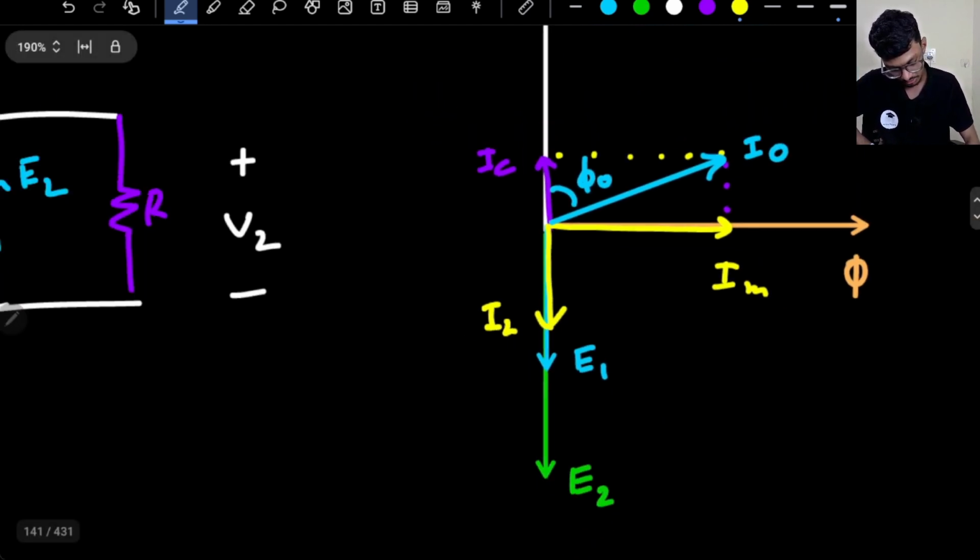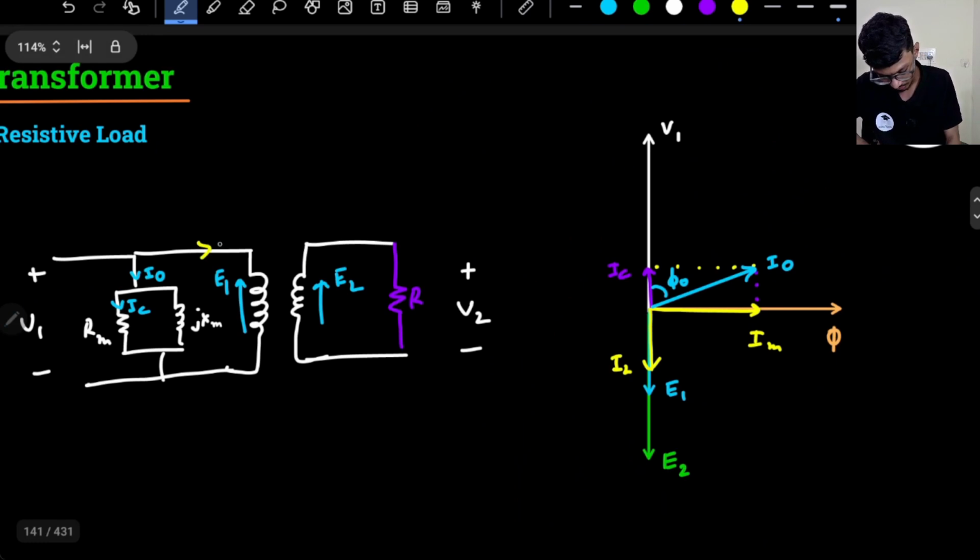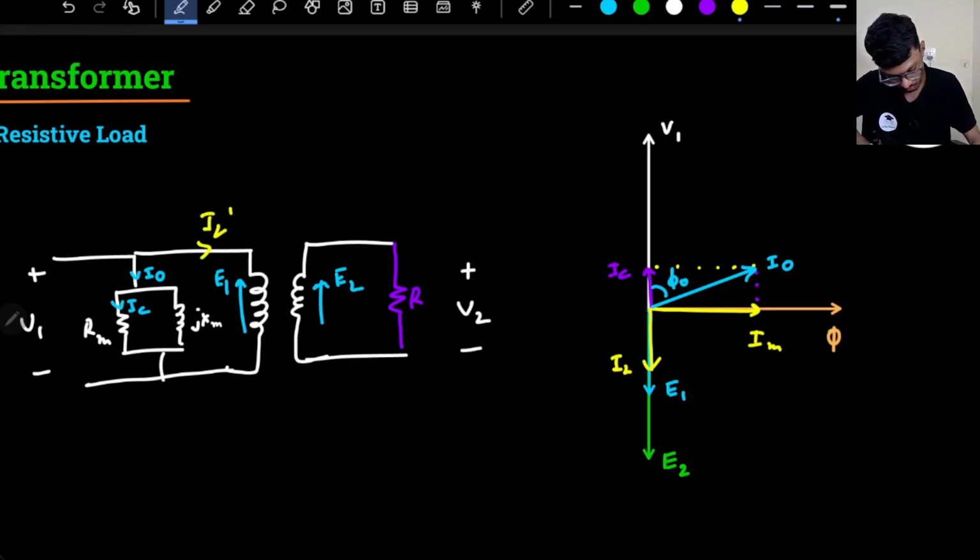So what will be I2 dash? So here, right, I will have I2 dash. I2 dash will be in the opposite direction. So it will be in this direction. And what will be the current, like the summation of the current? So it will be the summation of the I0 current and the I2 dash current.